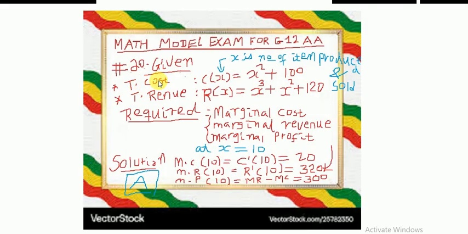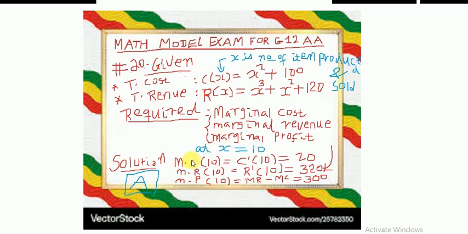Okay, we are asked about marginal analysis, which means marginal revenue, marginal cost, and marginal profit. These are simply derivatives. Marginal cost means the derivative of the cost function. Marginal revenue means the derivative of the revenue function. So to get the answer, we are given the total cost function for production of X items. The cost is x² + 100. The revenue collected by selling X items is x³ + x² + 120. We are asked for marginal cost, marginal revenue, and marginal profit. That is what marginal analysis means.